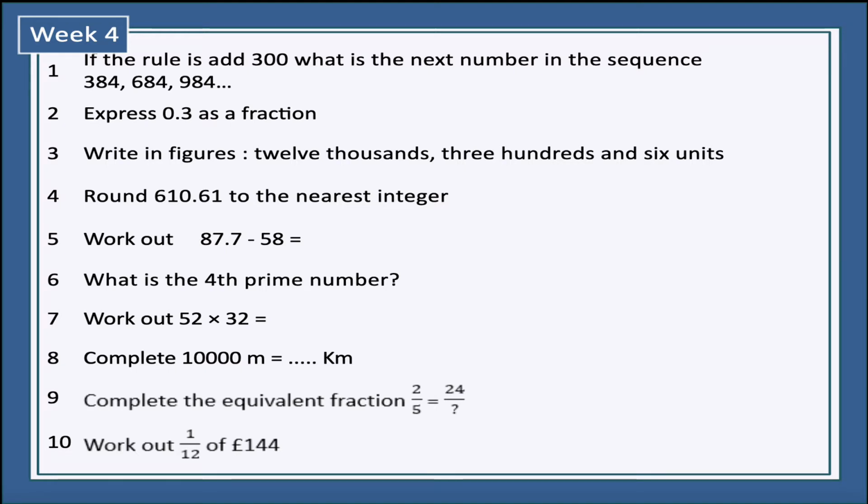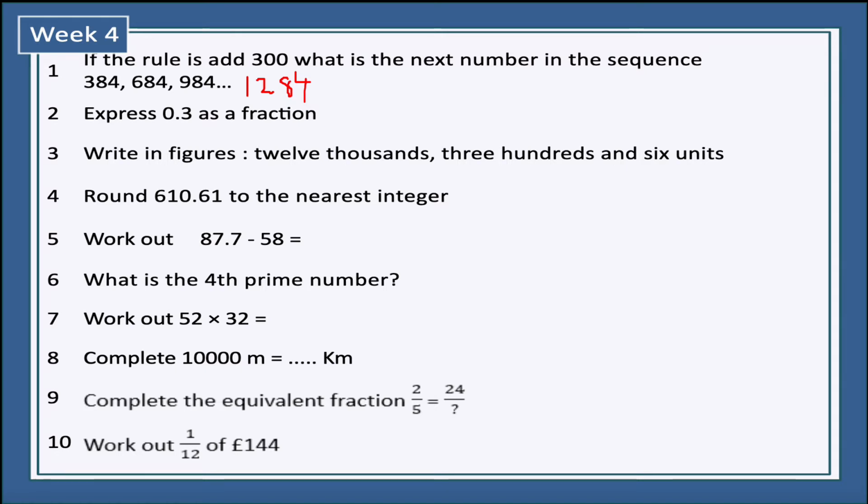Well, adding on 300 to 984, we're going to get 1284, because 9 add 3 gives me 12, and then stick on the 84 at the end, so it's 1284. This is question number 2. Express 0.3 as a fraction.